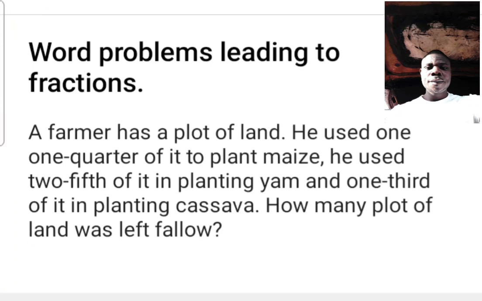How can we solve this? This is word problems leading to fractions. A farmer has a plot of land. He used 1/4 of it to plant maize. He used 2/5 of it in planting yam and 1/3 of it in planting cassava. How many plots of land was left fallow?